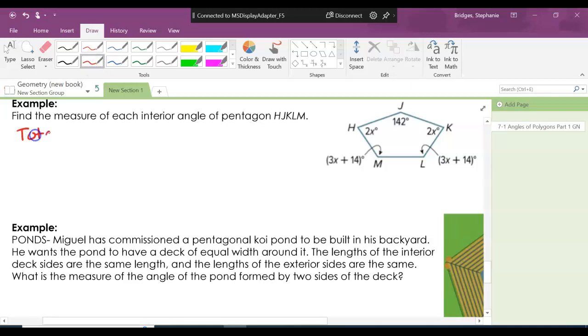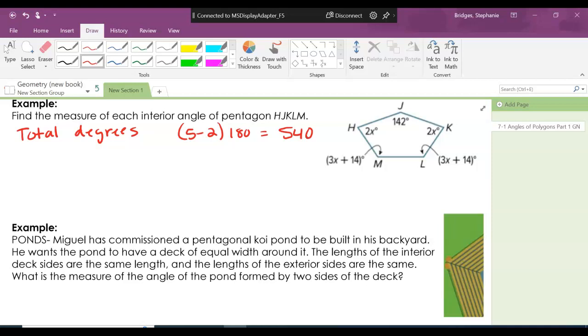So for the total degrees, we do 5 minus 2 times 180, which gives me 540. That, however, is not my final answer. My question is asking me to find each angle in my pentagon. Everybody ready? So what do you think I should do with 2x, 142, 2x, 3x plus 14, and 3x plus 14?